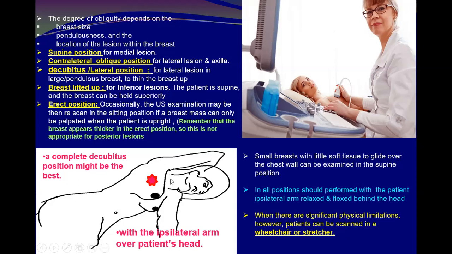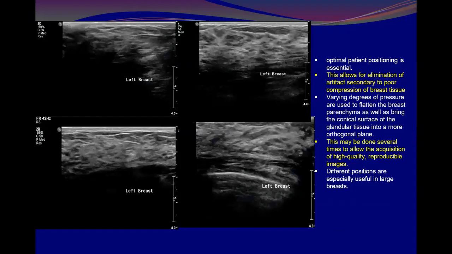Look here for the pendulous breast. Examine the patient in a lateral decubitus position. This is the same. Look at the focal zone. It is the same. In this, the focal zone, all parameters are the same. The only difference is the difference in patient positioning.